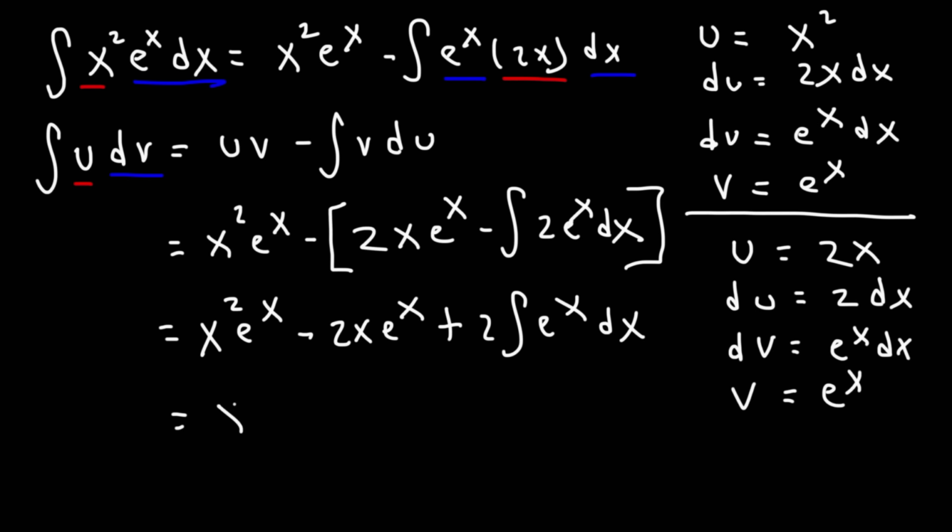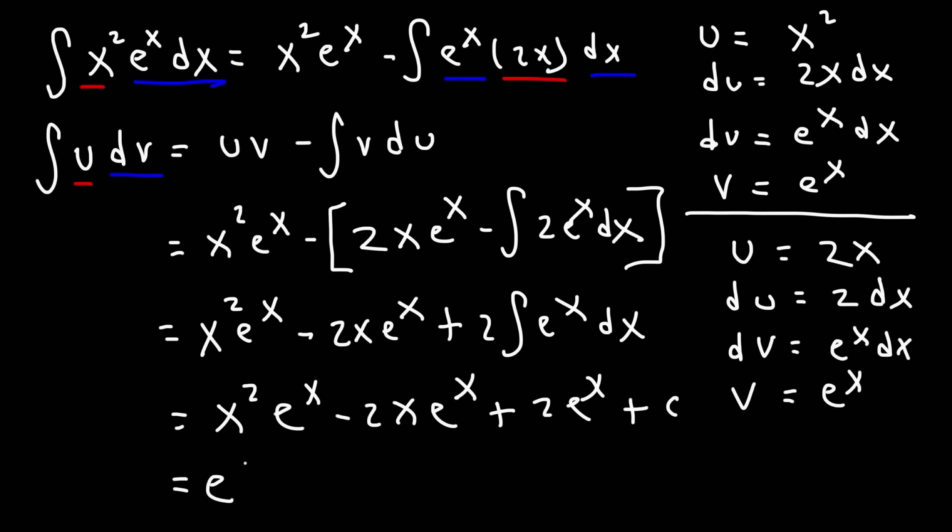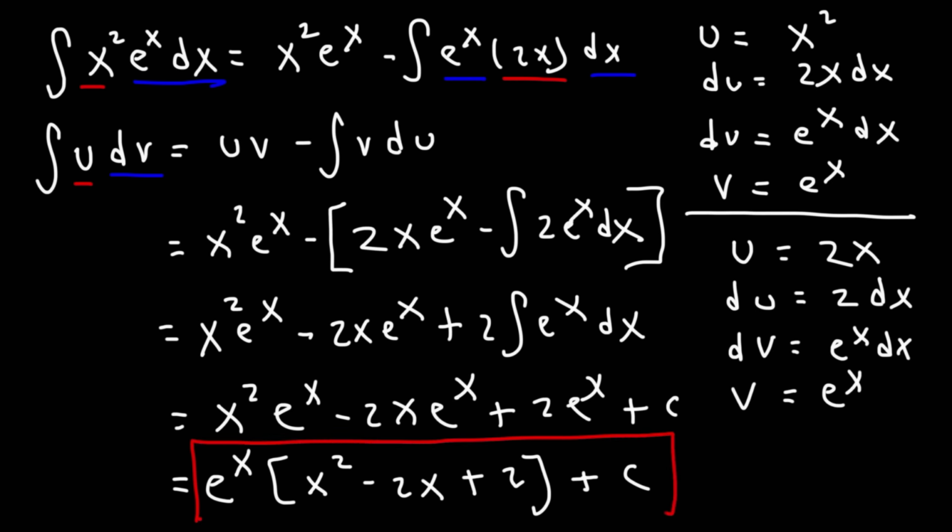So our final answer is going to be x squared e to the x minus 2x e to the x. Antiderivative of e to the x is just e to the x, and then plus c. Now if we want to, we can factor out e to the x. So we're going to have x squared minus 2x plus 2, and then plus the constant c. So this right here is our final answer. That is the antiderivative of x squared e to the x.